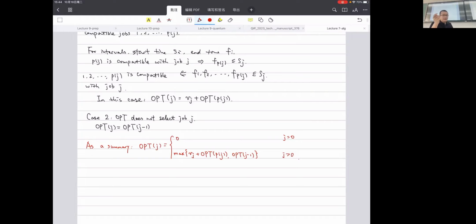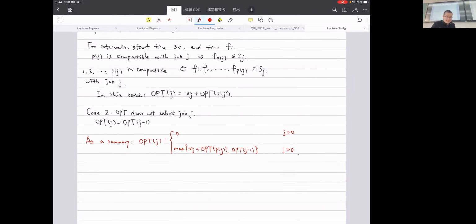I mean, this is going to be better than OPT of j minus 1, if the former one, Vj plus OPT Pj, is larger than OPT j minus 1. On the other hand, if picking this interval is too bad, for instance, if Vj plus OPT Pj is smaller than OPT j minus 1, you just shouldn't pick that and should take the solution using only intervals from the first interval to the j minus 1th interval. So this is basically a recurrence that we know that for this specific weighted interval scheduling problem, we must have this kind of recurrence relationship for the optimal solutions.